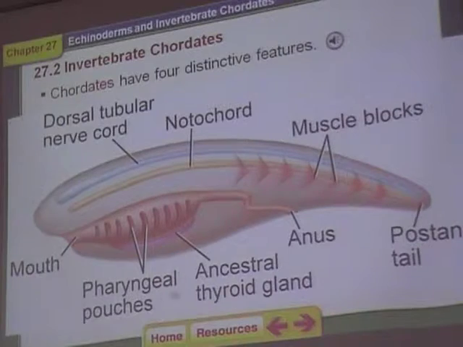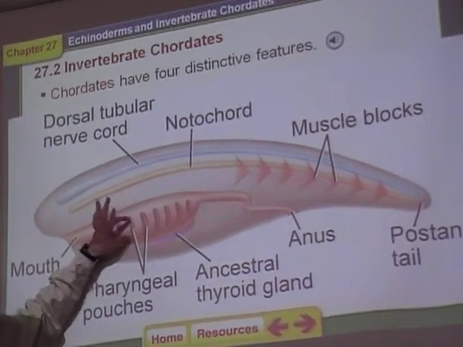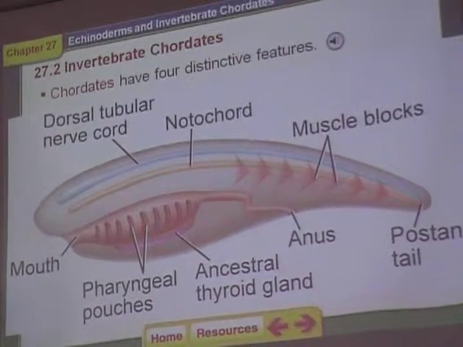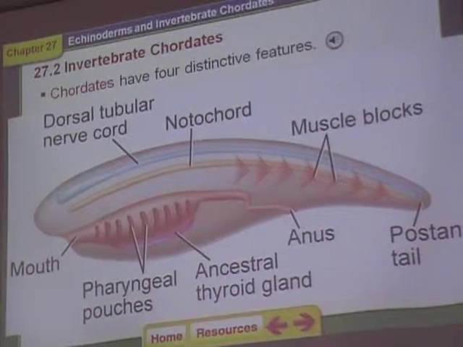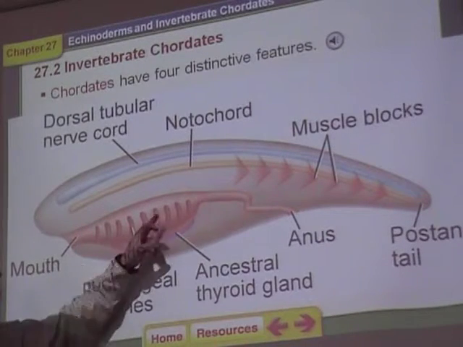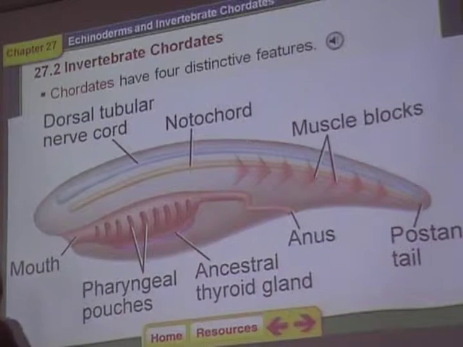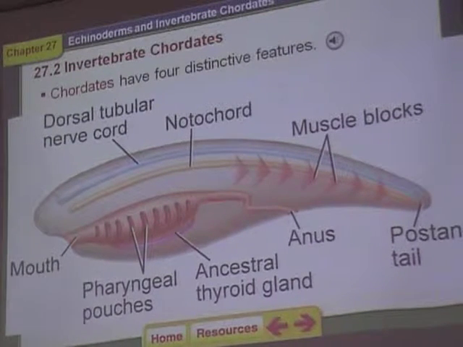What else? There are pharyngeal pouches. These pharyngeal pouches are little slits, also known as gill slits. And we see them in every vertebrate, including humans. And it's only seen in the embryo stages. In human embryos, there are gill slits that disappear and actually become part of the back of your throat.